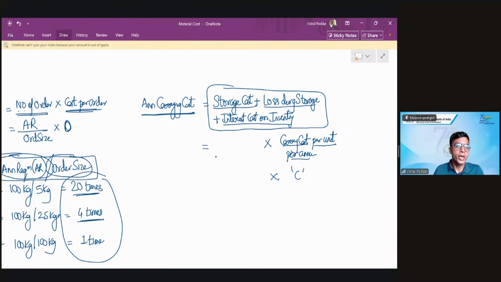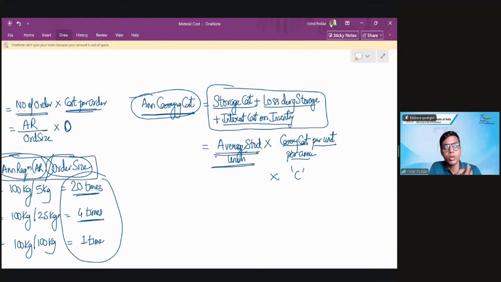Now, if I want to find out my storage cost total for the whole year, I have to multiply it by some units. Which units? Since I'm calculating storage cost, I have to multiply it by my stock units. That is, I have to multiply it by my average stock units. Simple enough. If you are calculating storage cost, you multiply it by the storage quantity. Like how when we were calculating our cost of material consumed, we were multiplying it by which quantity?